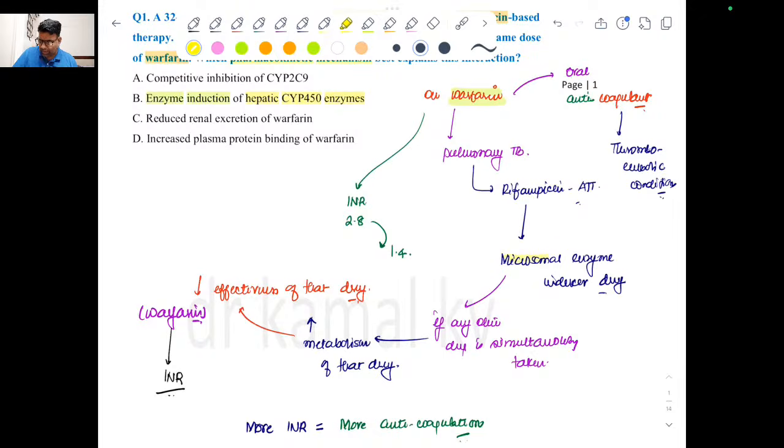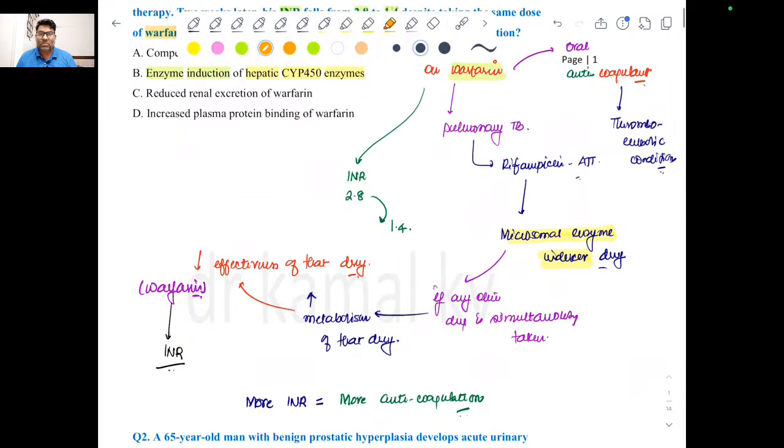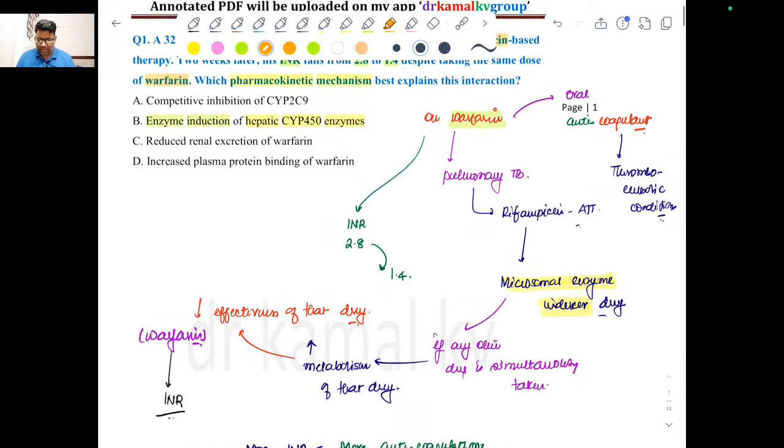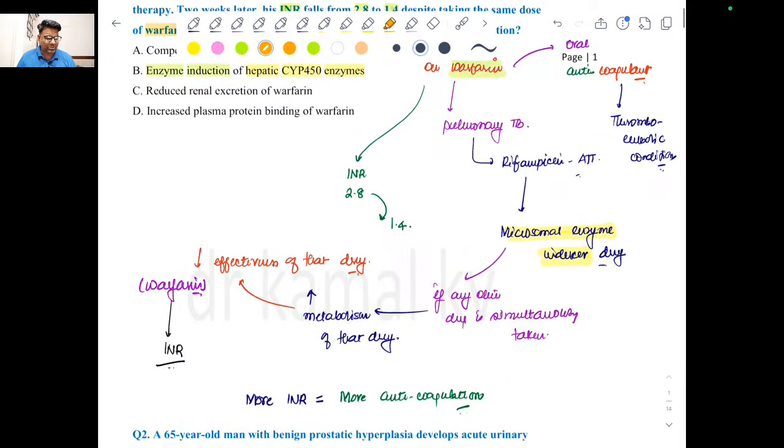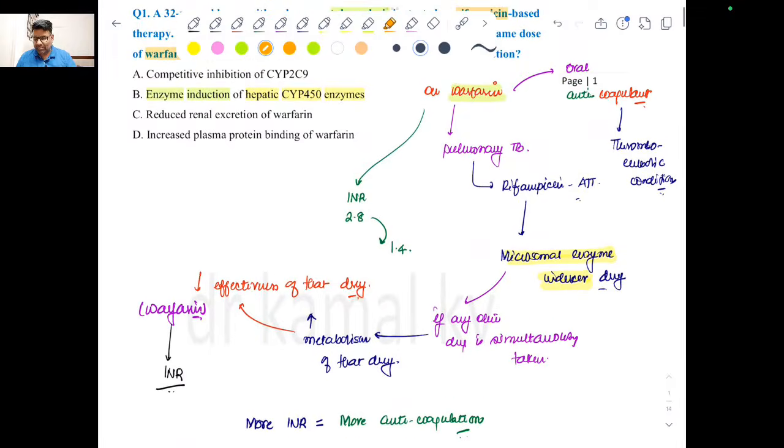So it is a microsomal enzyme inducer drug, and therefore any other drug simultaneously given with rifampicin, we have to increase the dose, otherwise the effectiveness of that drug will be reduced. That is a very important concept and has been asked many number of times, right? So that is enzyme induction.